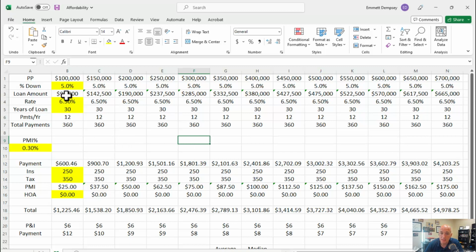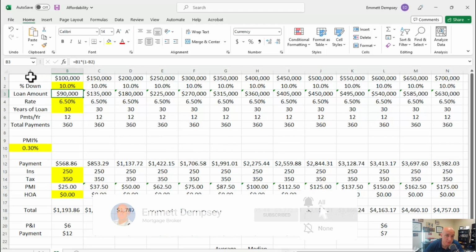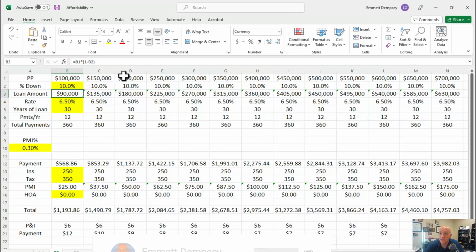I think it's pretty easy. The things in yellow are the things that you enter. Like this is the down payment amount, so you can put in 10%. It does it for all of the purchase price ranges. The columns here are purchase price. PP is purchase price: 100,000, 150, 200, every $50,000 up to 700,000. You can extrapolate it out, but that's a pretty good range for most clients in the United States. Unless you're above 700,000, you just extrapolate it out.